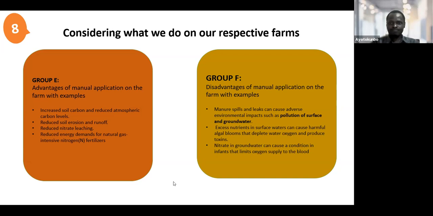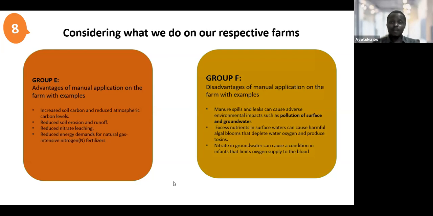And for disadvantages, manure normally spills and leaks, and manure spills and leaks can cause adverse environmental impacts, such as pollution of surface and groundwater, which we mentioned last week. We also have excess nutrients in the surface water, which can be harmful, causing algae blooms, which deplete water oxygen and produce toxins. Of course, the nitrates in the underground can cause a condition in infants that limits the oxygen supply of blood. All of this we discussed extensively last week.